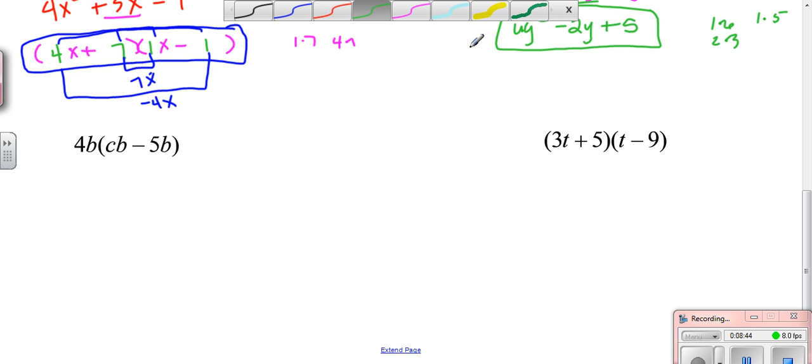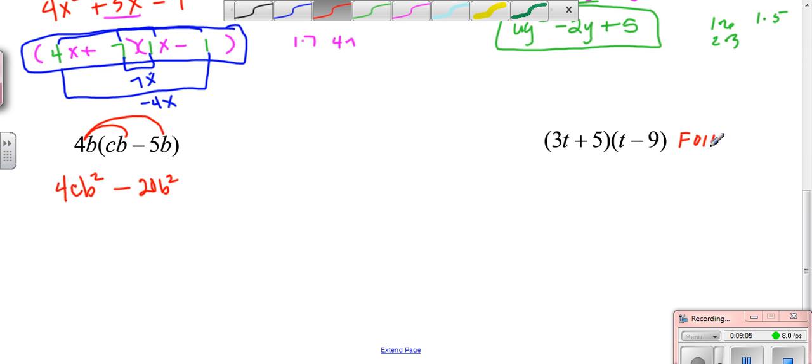The problems I have at the bottom here are distributive problems. So I'm going to take the 4b times each of the terms. So I have 4cb squared minus 20b squared. And that's as simple as you can take it.